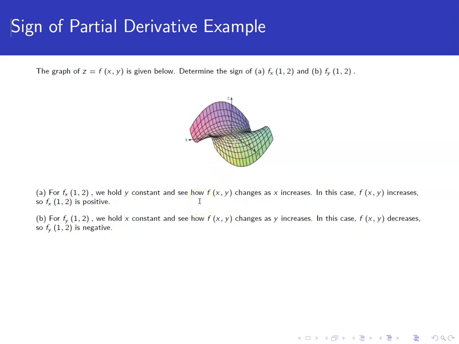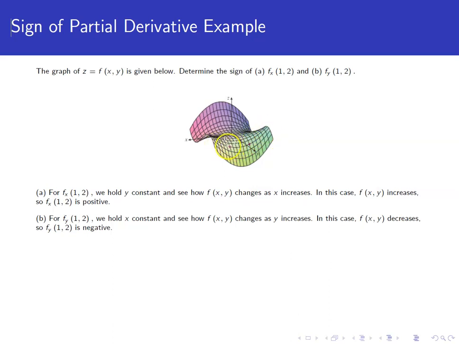So remember, if we're doing the partial derivative with respect to one variable, we're going to hold the other variable constant and look at how the function changes with respect to the variable that we didn't hold constant. So in this case, if we want to look at the partial with respect to x, I'm going to hold y constant. So I can imagine looking at this curve right here, holding y constant and going through the point (1, 2), right? This one right here.